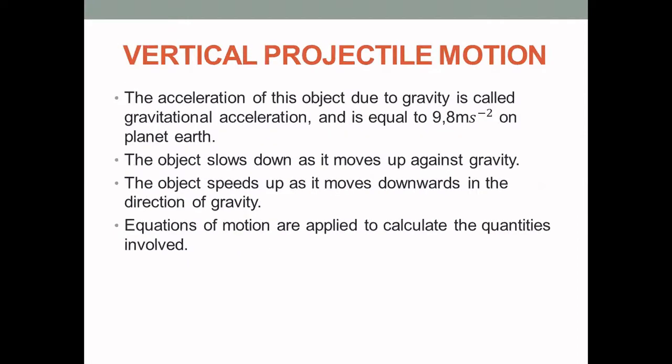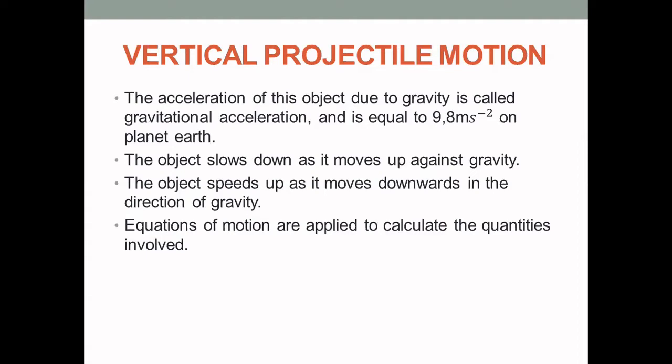The acceleration of this object due to gravity is called gravitational acceleration, and it is equal to 9.8 meters per second squared here on planet Earth. The object slows down as it moves up against gravity. The object speeds up as it moves downwards in the direction of gravity.